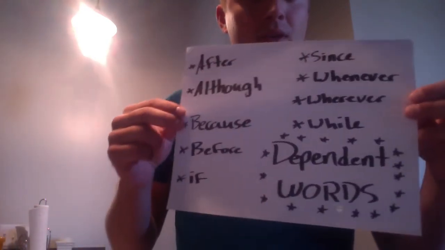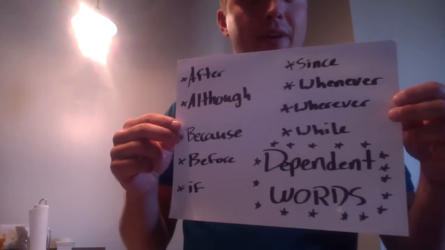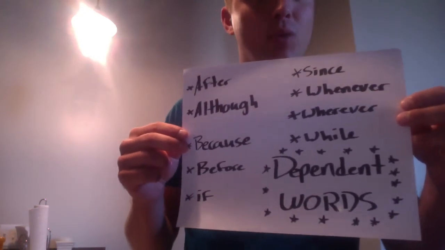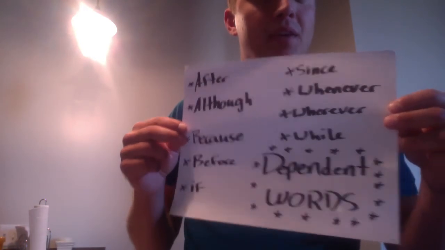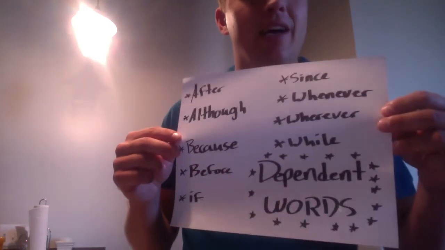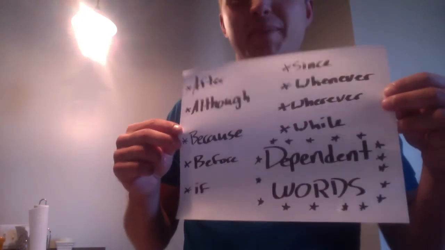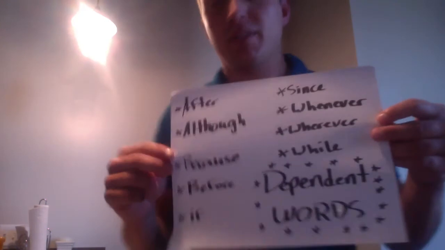To help you with dependent and independent clauses, here are some words that can turn an independent clause into a dependent clause. After, although, because, before, if, since, whenever, wherever, or while. So if you put these at the beginning of an independent clause, it will make it a dependent clause. It's like magic, but for grammar.